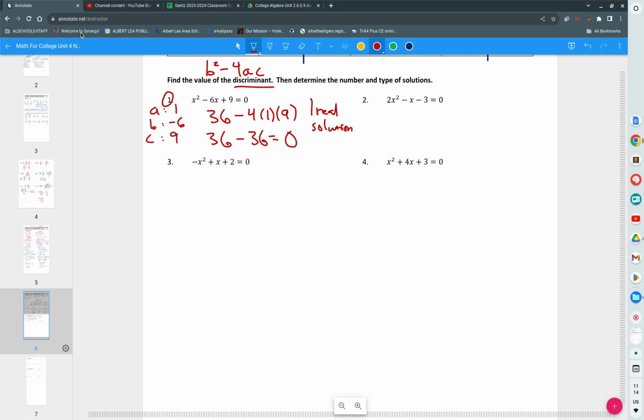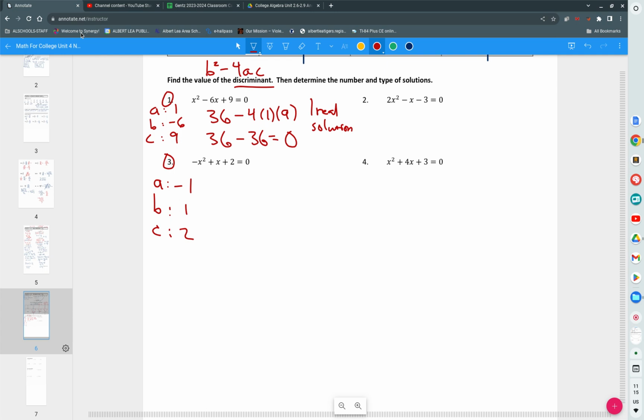Let's look at, we're going to skip 2 and 4. We're going to do problem number 3. Again, we want to do b squared minus 4ac. What is a? Negative 1. B is 1, and c is 2.